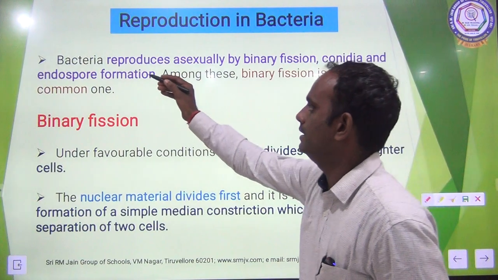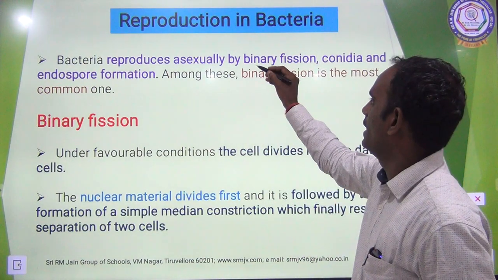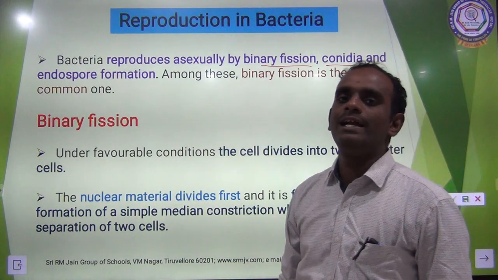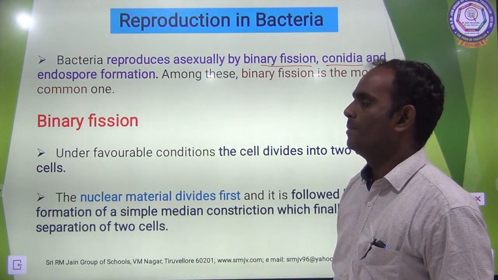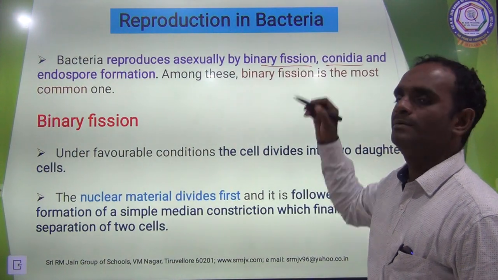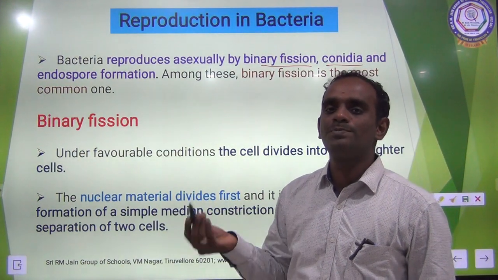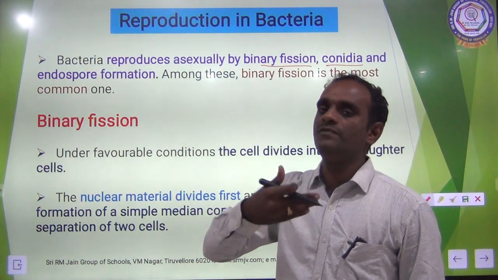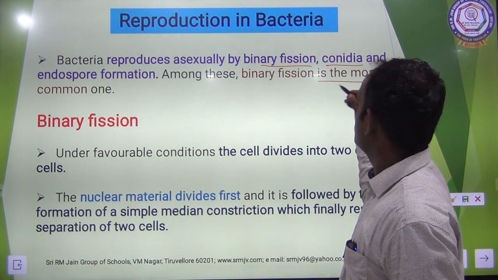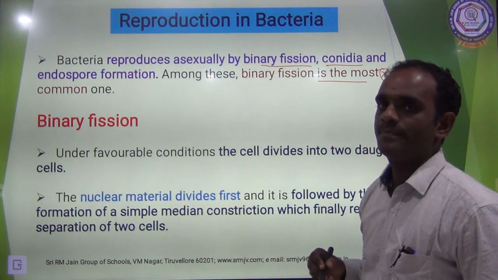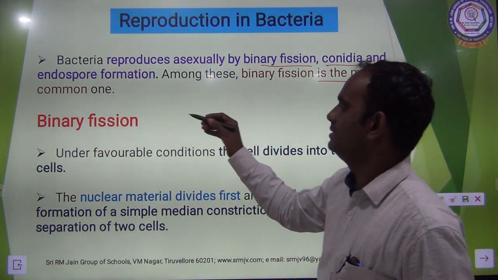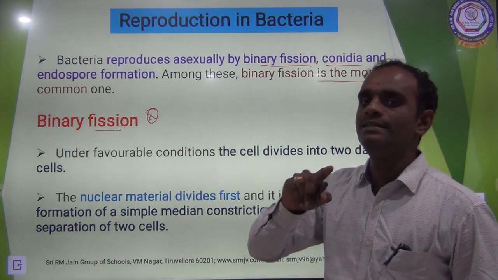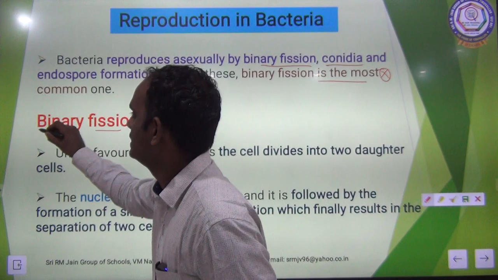Bacteria reproduce asexually by binary fission, gonidia formation and endospore formation. Among these three, binary fission, endospore formation and gonidia formation, binary fission is the most common one. So we will discuss binary fission in detail. Clear, children? The name itself you can easily understand.